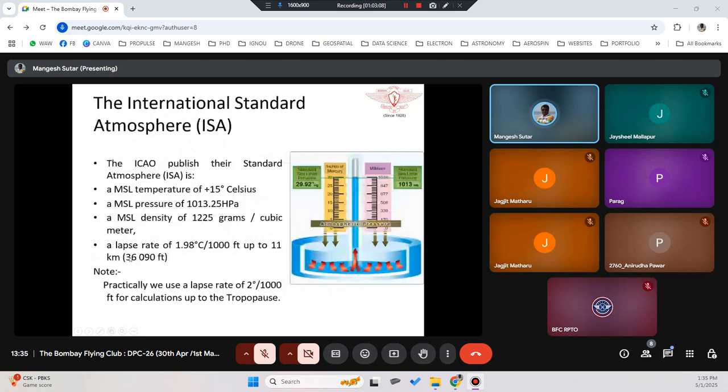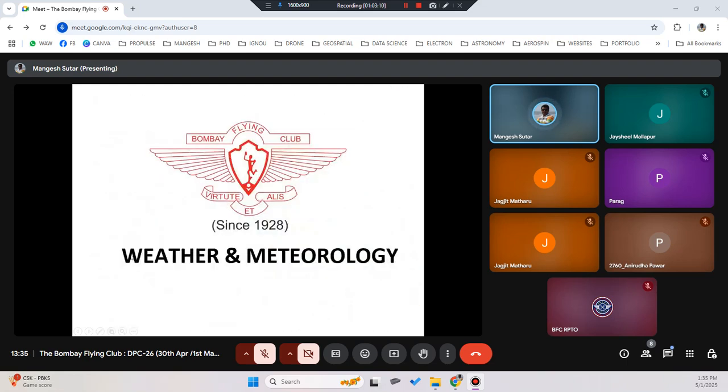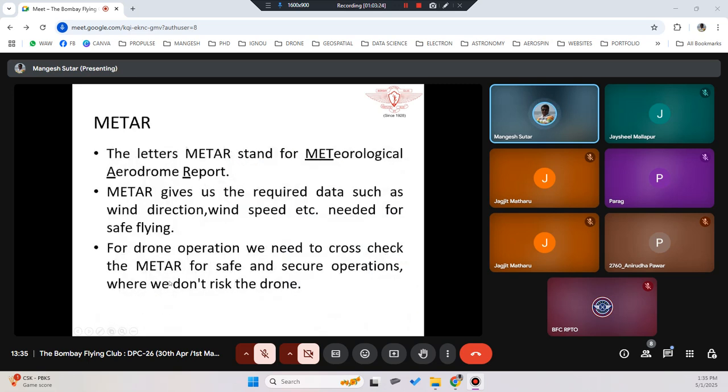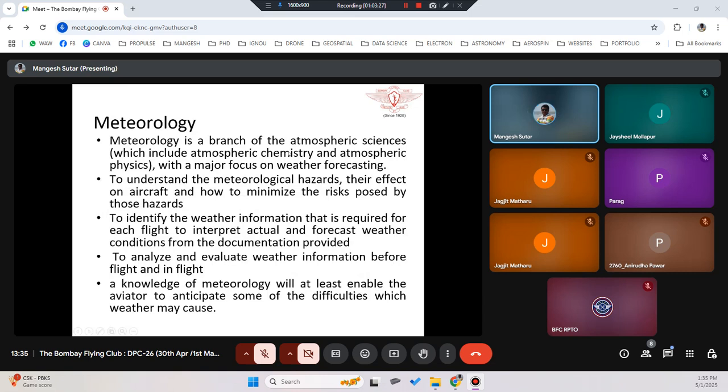This is also a little lengthy topic. I'll just summarize. Earth's atmosphere varies vertically and horizontally, with parameters such as pressure, temperature, humidity, and density. As you climb, your temperature drops. Meteorology is the study of the chemistry and physics of the atmosphere. Basically, this helps to know the current weather and the weather down the line, maybe 2 hours, 4 hours, 6 hours, depending upon your requirement.